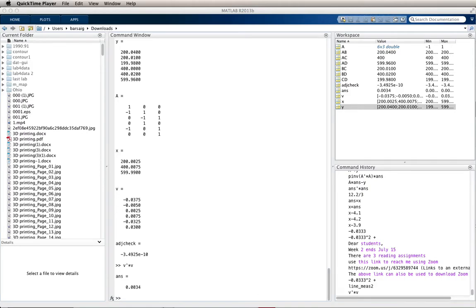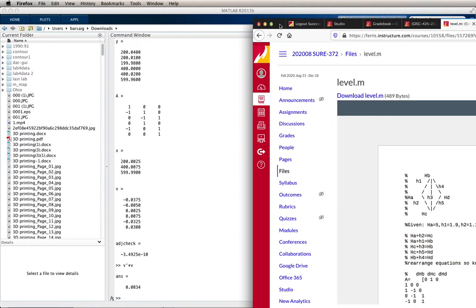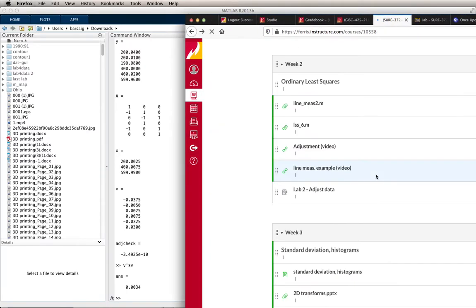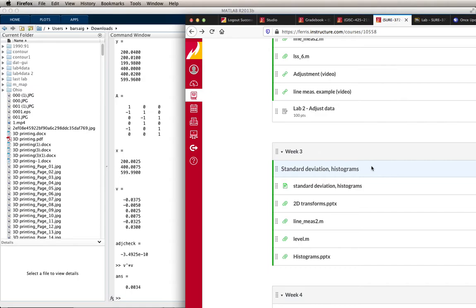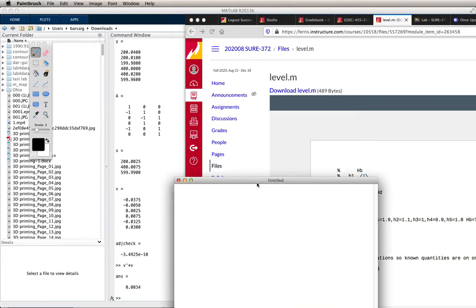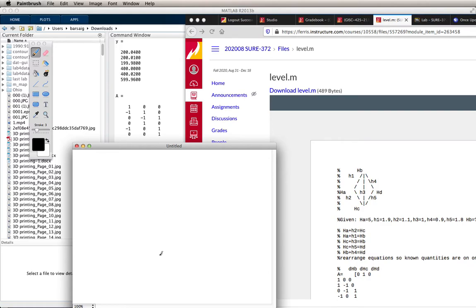Let's take a look at an adjustment example, a leveling example that's right here, level.m. And we've got several leveling measurements. And it looks something like this.